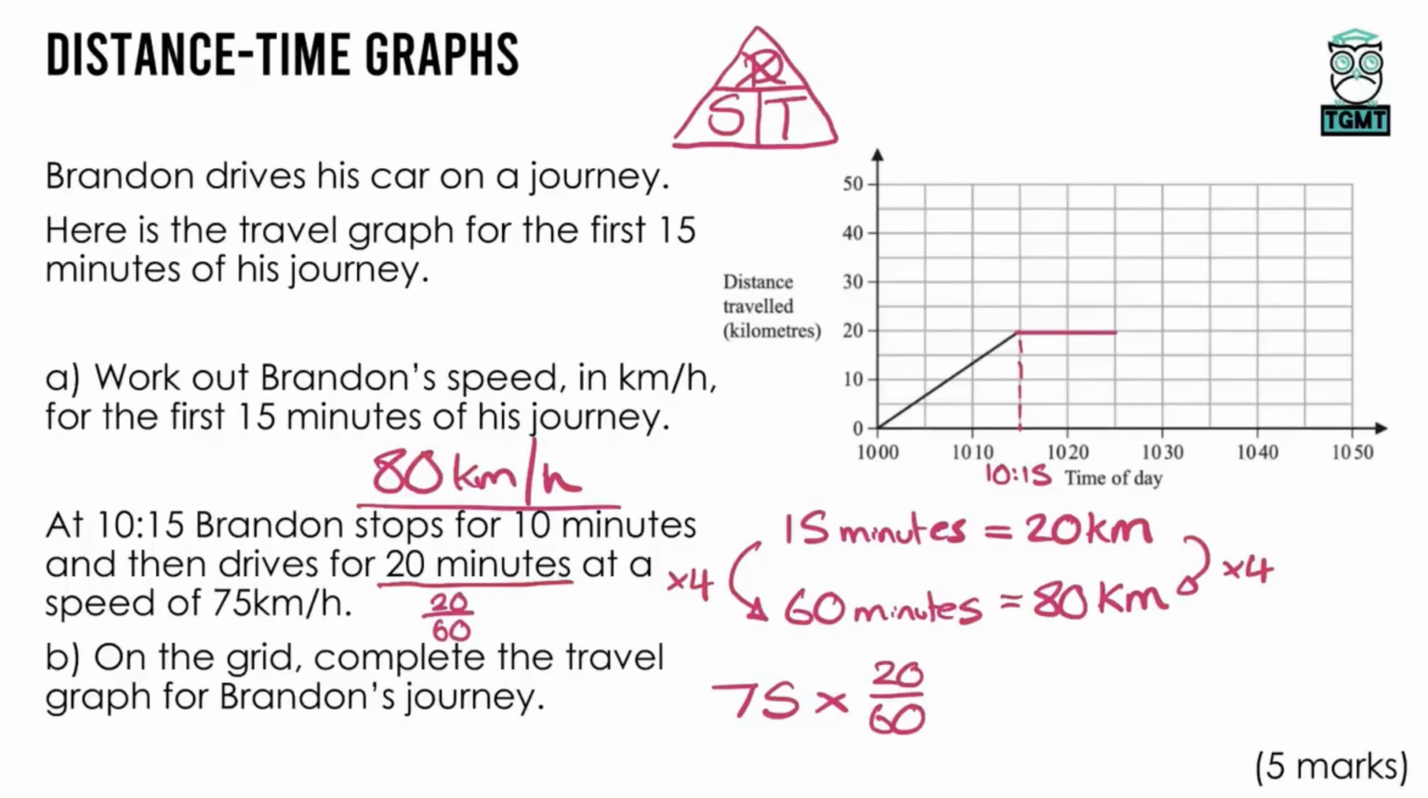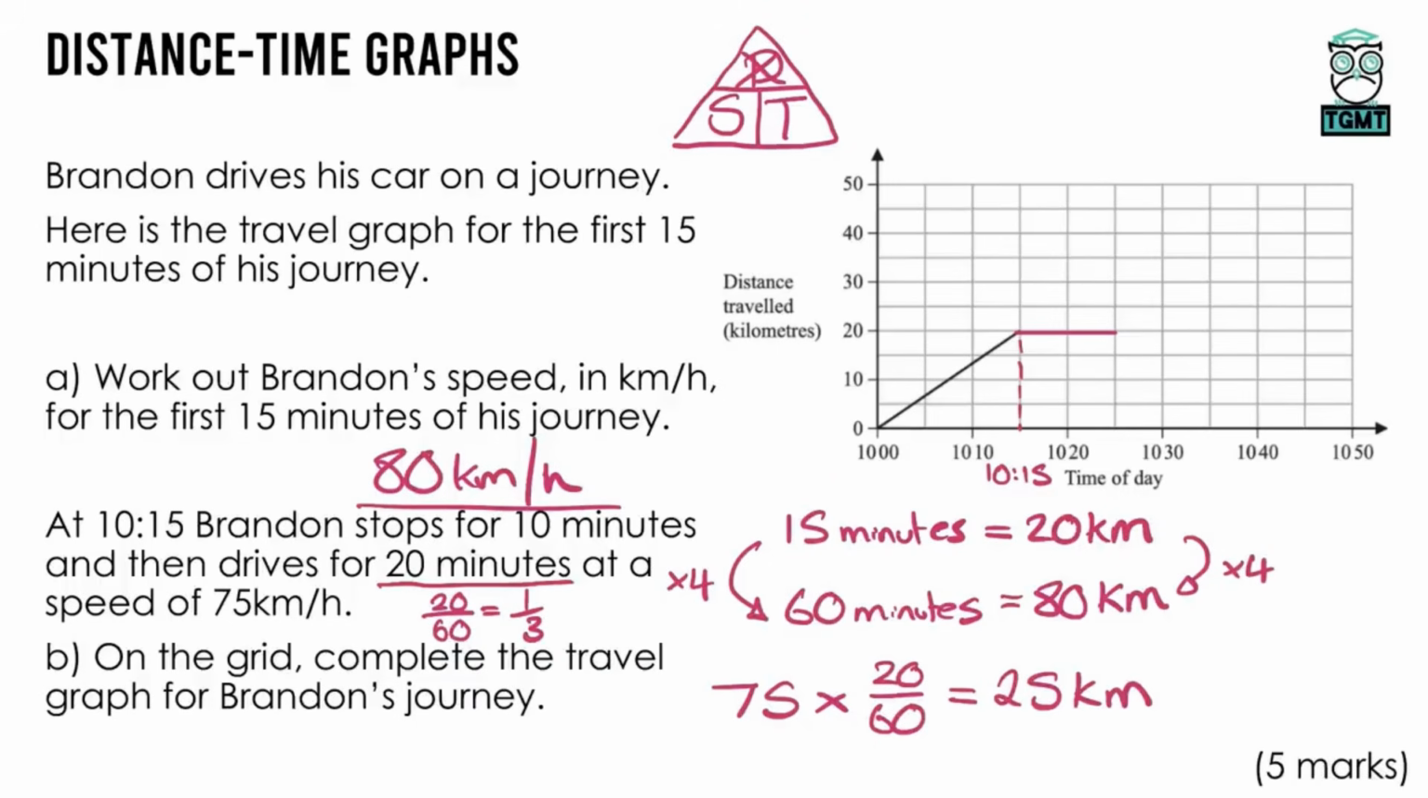So we're doing 75 times 20 over 60. If we type that in, that comes out as 25 kilometres. So Brandon does 25 kilometres in the 20 minutes. You could think about this in lots of different ways though. That is 1/3 of an hour. So if it's 1/3 of an hour and he does 75 kilometres per hour, well, 1/3 of that is 25. So lots of different ways that you can think about these questions.